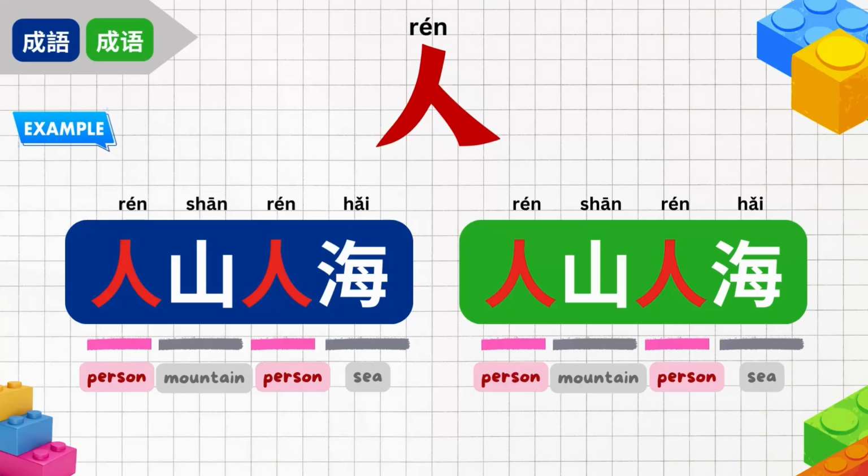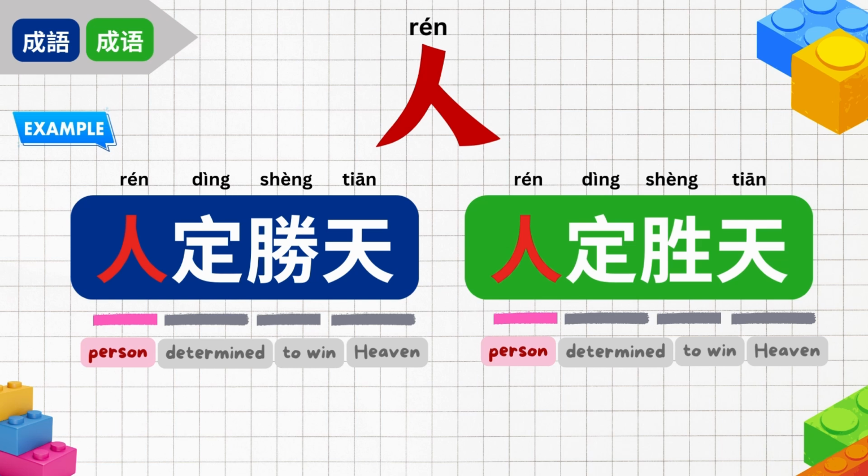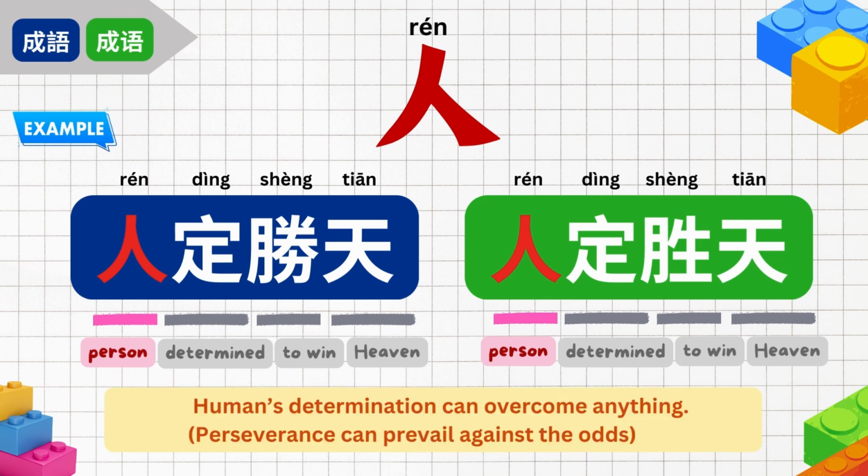There are a lot of Chinese idioms, 成语, that include 人 as well. For example, 人山人海, which describes a very crowded situation where a large group of people is as vast as mountains and seas. Another example is 人定胜天. 人定胜天 literally translates to human's determination can overcome anything. It shows how people's wisdom and strength can conquer natural obstacles and change the environment.